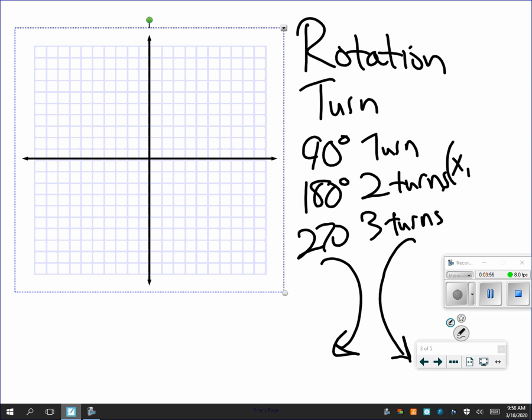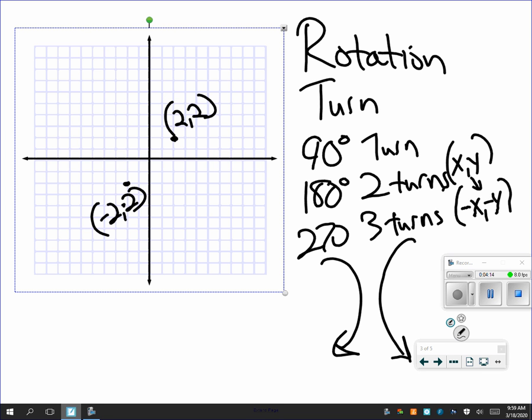And one rule we need to focus on is the 180 rule. So you take your x and y, and all the signs switch. So for example, if I'm at the point 2, 2, and I rotate 180 degrees, that means all my signs would change to -2, -2. So be right there, -2, -2, and that would be a 2 turn rotation. So that would have been a 90 if they'd gone here. 2 turns would have been 180. 3 turns would have been 270. That would have been clockwise.